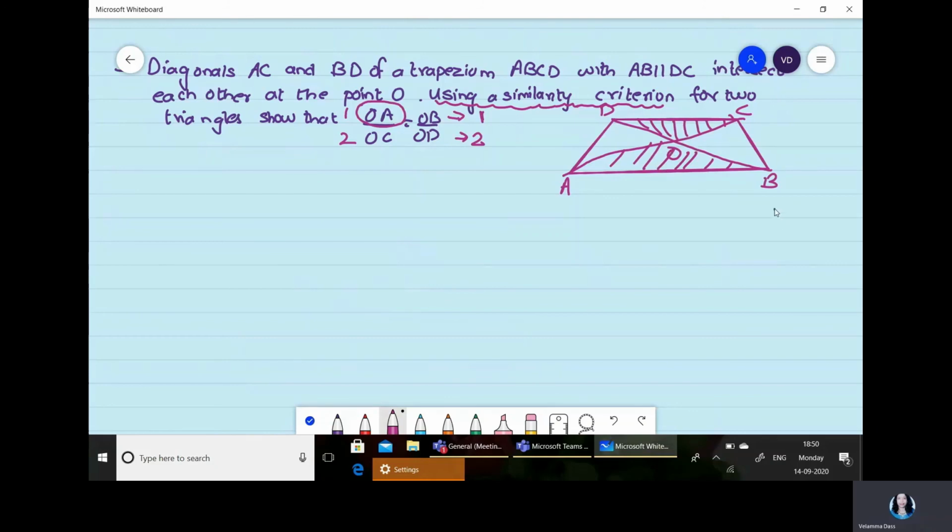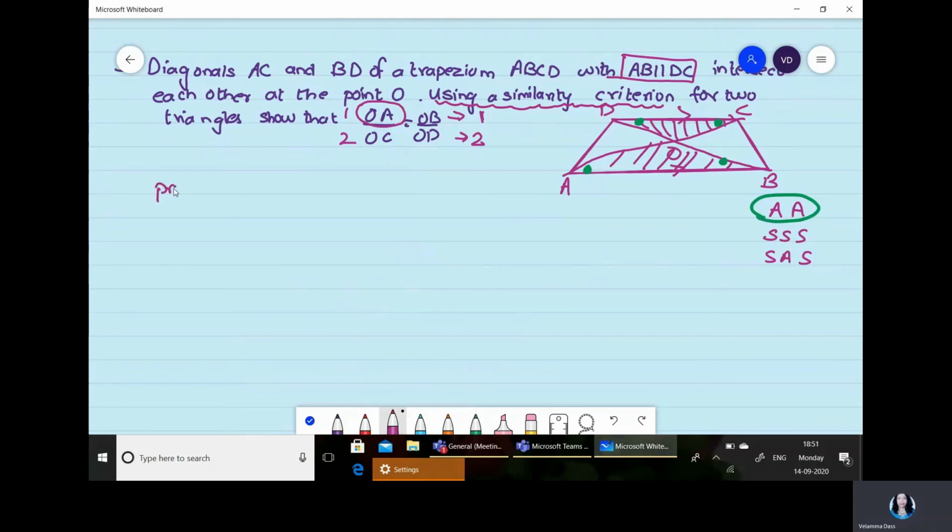Now we will recap. We have the AA criterion, SSS criterion, SAS criterion. Here the given thing is that the lines are parallel. We know that a trapezium is a quadrilateral in which one pair of sides is parallel. AB is parallel to DC. So since the lines are parallel, we can use alternate angles. While using alternate angles, I can say angle C is equal to angle A, angle D equal to angle B. You can use vertically opposite angles also. So these two triangles can be proved similar very easily by using the AA criterion.